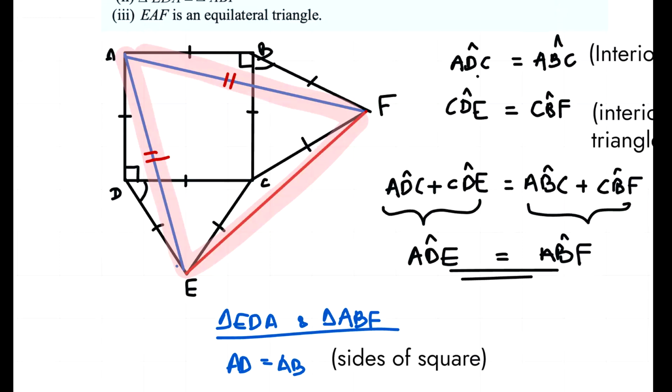EA equals EF, corresponding sides of congruent triangles. EA. Okay. And then what? AF, corresponding angles of congruent triangles. Corresponding sides of congruent triangles is okay, but corresponding angles of congruent triangles.